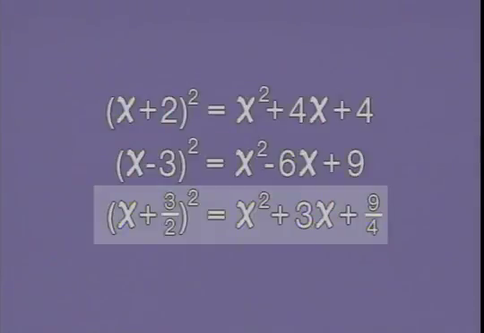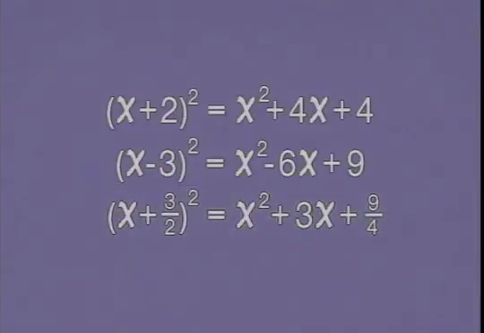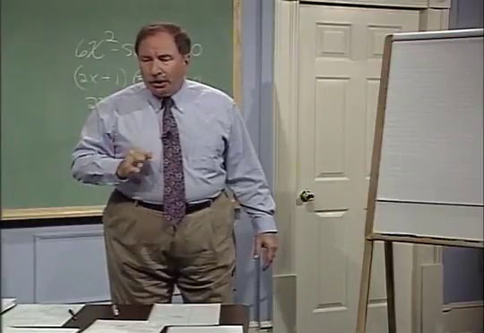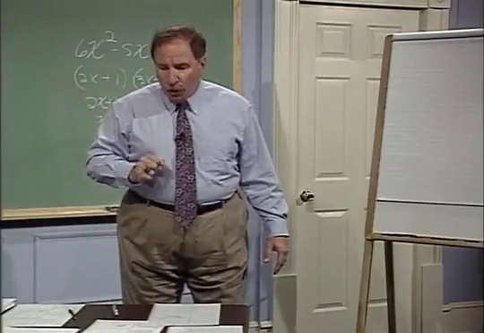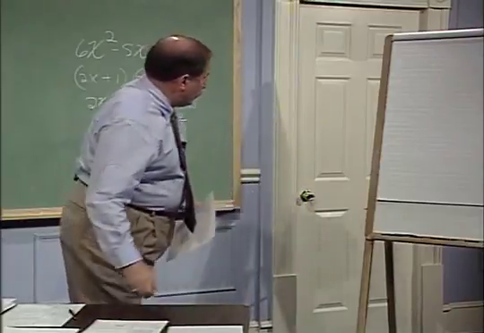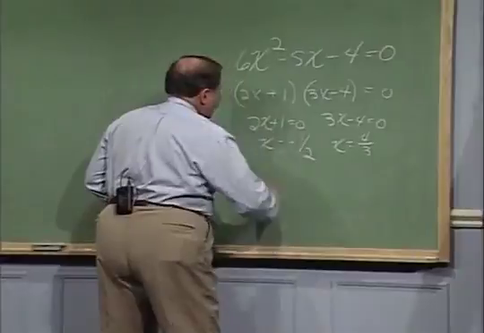So all we've got to do is when we square a binomial of the form x plus some number, it's x squared, followed by twice that number times x, and then the number squared. And those are 3 good examples. Let's see how we use that knowledge to complete the square to solve a quadratic equation. Let me go ahead and go to the board and write this equation on the board, and then we'll see how we use it.